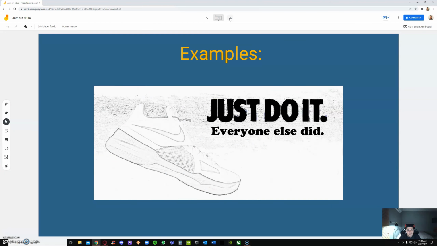The second example we got here is a Nike ad that says, "Just do it everyone else did." This image is another great example of an advertisement using the bandwagon technique because Nike is using this to get people's attention. Nike says that everyone is buying their products, so you should too.